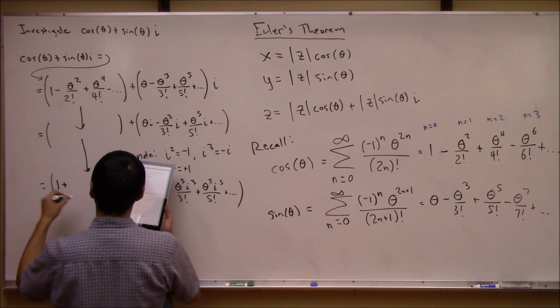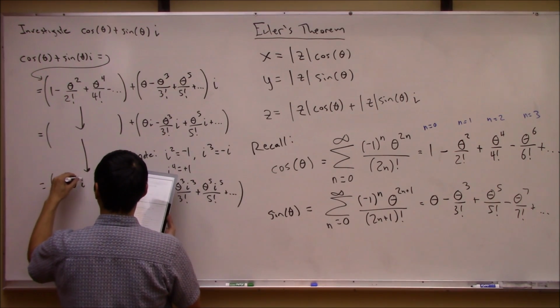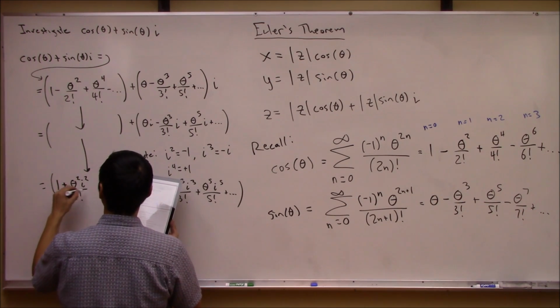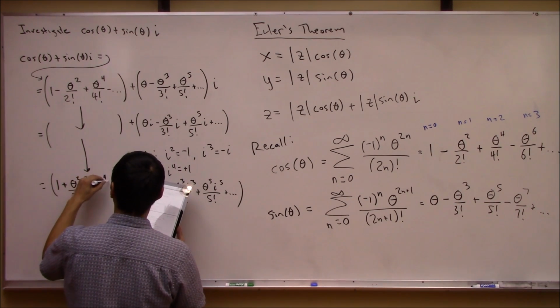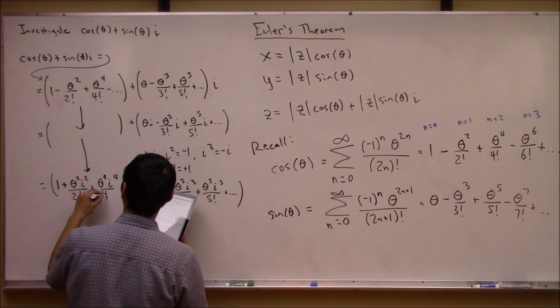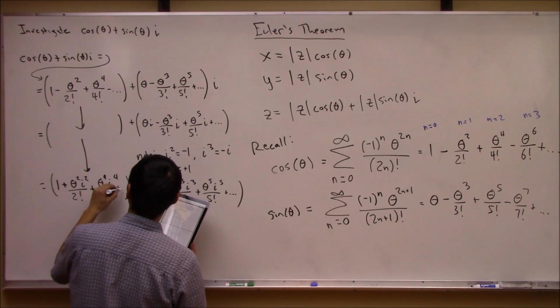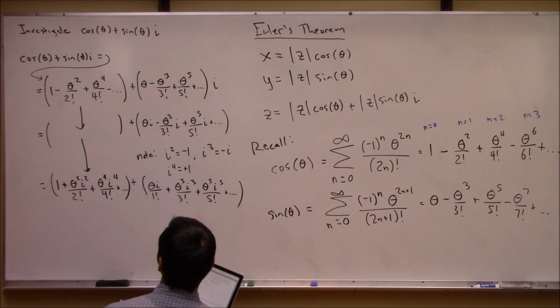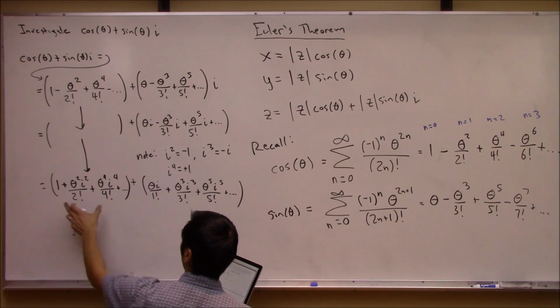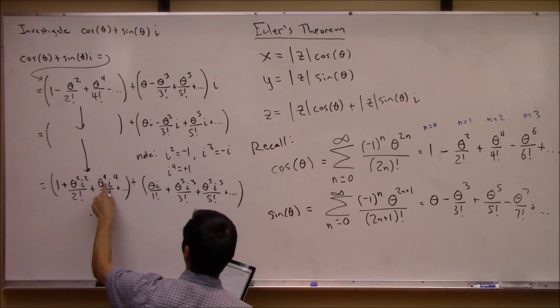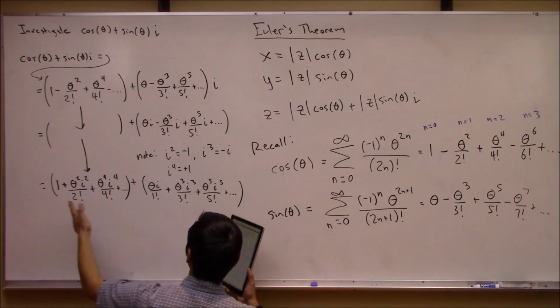This could now be plus theta squared I squared all over 2 factorial plus theta to the 4th I to the 4th all over 4 factorial plus yada yada yada, right? Does that make sense? So that's interesting. This is almost all of the even powers. This is all of the odd powers. But now, you know what?